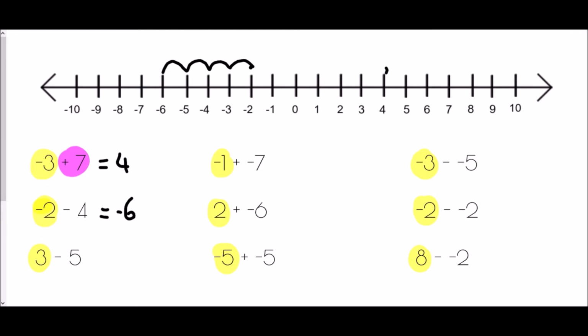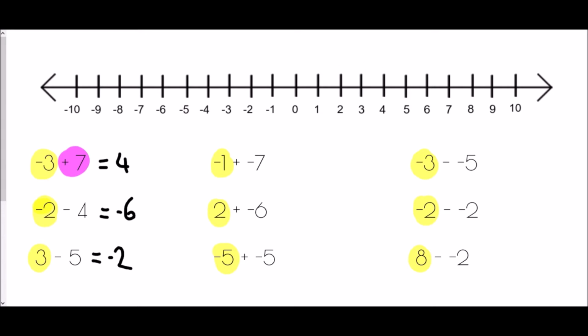And then finally, we have 3 take away 5. And so the 3 is our starting point on the number line. And we want to take away 5. So we're going to go 5 places to the left. 3, 4, 5. And we end up at -2.